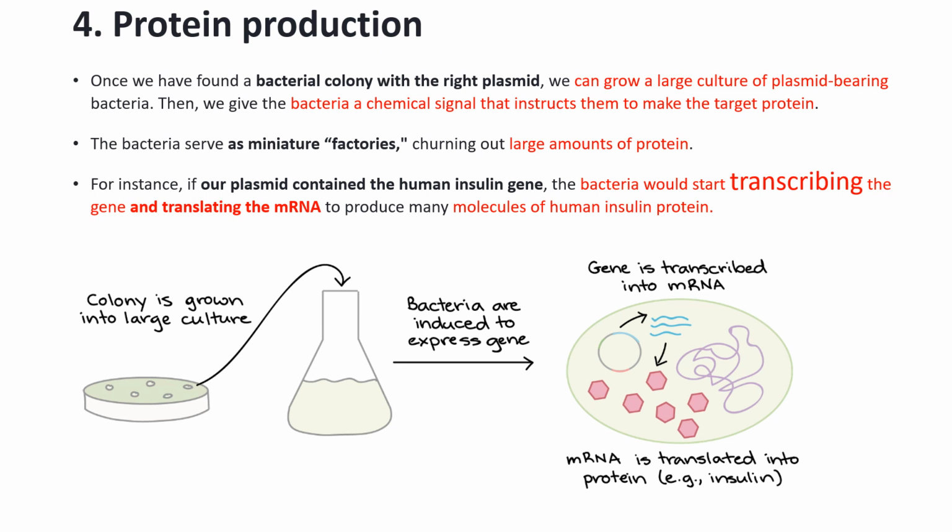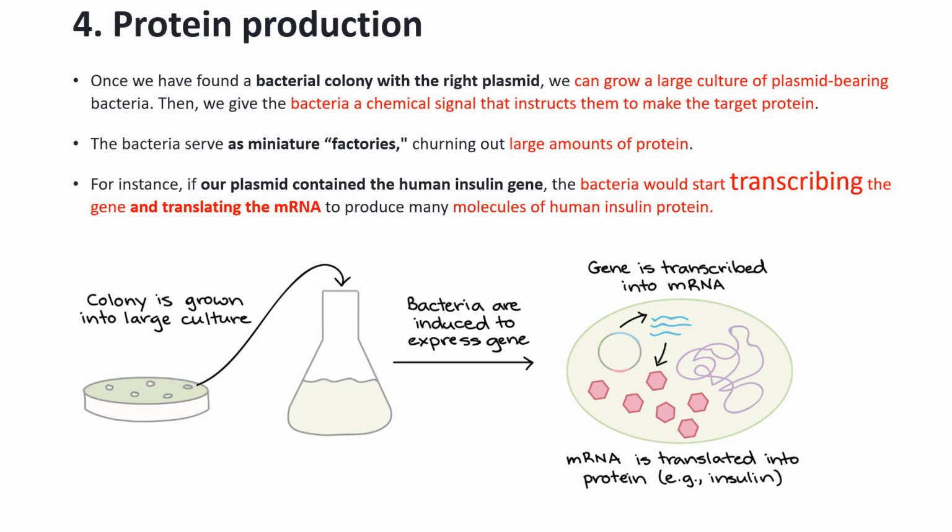For instance, if our plasmid contained the human insulin gene, the bacteria would start transcribing. So the DNA that codes for insulin is transcribed, the bacteria start transcribing the gene into messenger RNA. Then the RNA will be translated to produce many molecules of the human insulin protein.